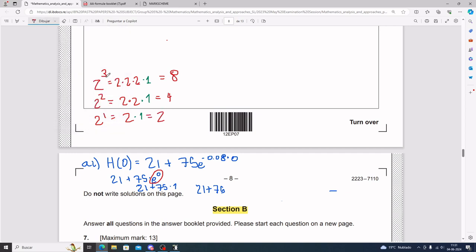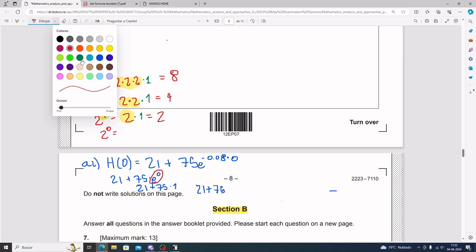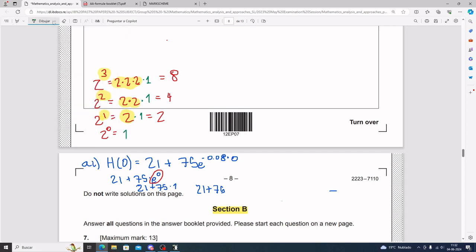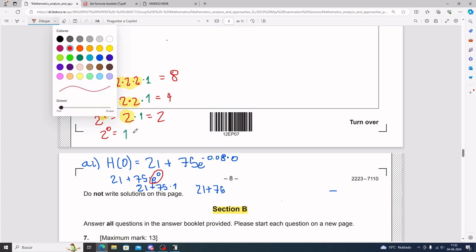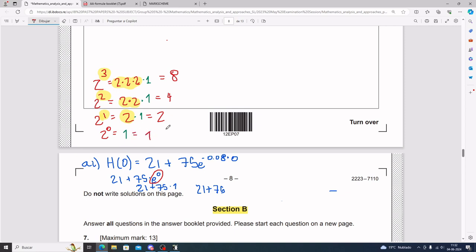As you can see, this 3 makes you have three 2's being multiplied there. This 2 makes you have two 2's being multiplied there. And this 1 makes you have only one 2 being multiplied. And so the moment you have 2 to the power of 0, when you look at that, you end up with only the green number, only the 1, so it has to equal 1. So that is one explanation that you can sort of dig into.